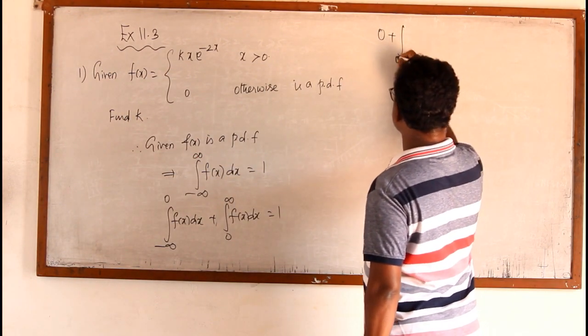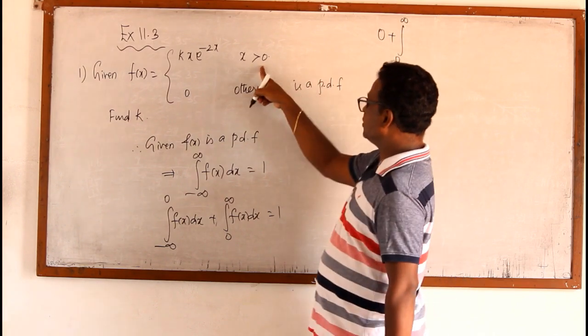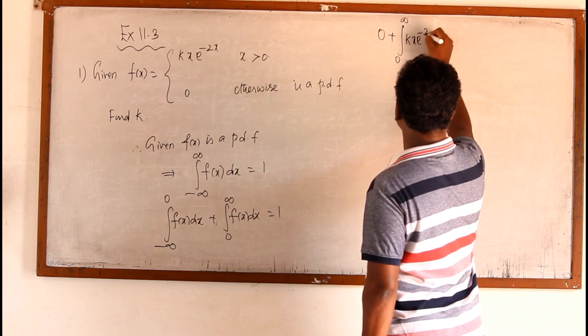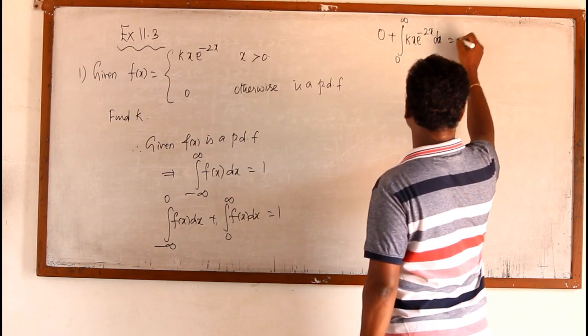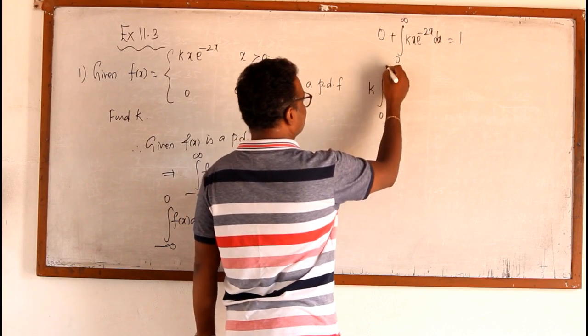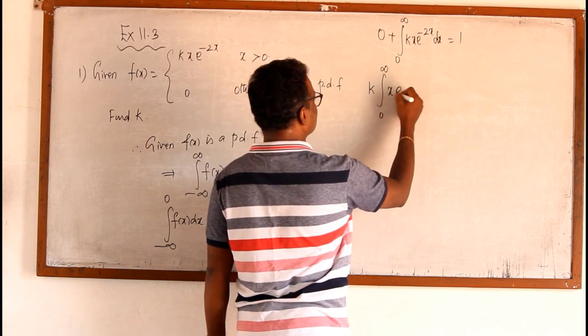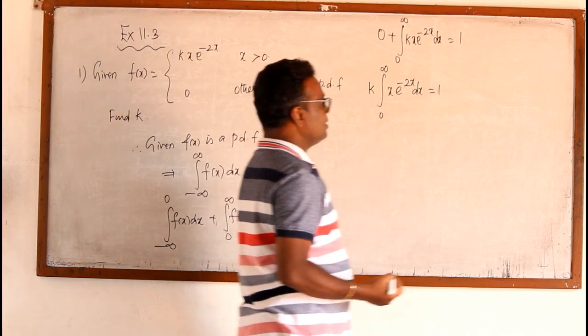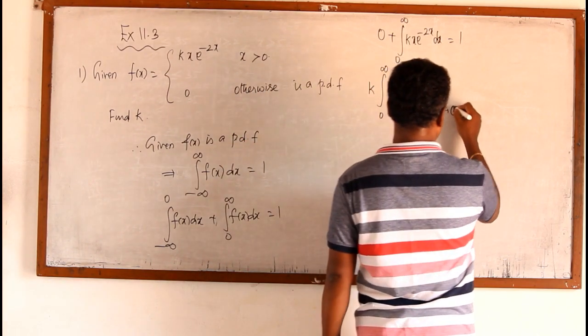Second one is 0 to infinity. F of x value is kx into e power minus 2x dx. This is equal to 1. So this is k into the integral 0 to infinity x into e power minus 2x dx, equal to 1. Now we shall keep this one as 1.